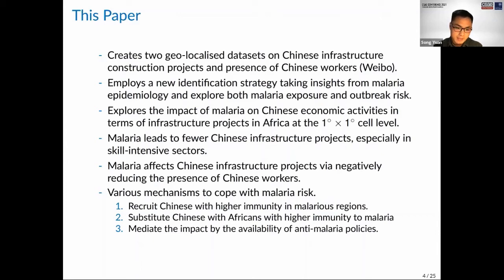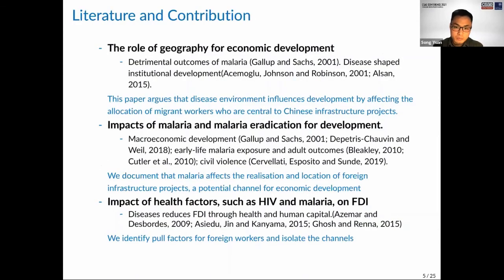Why did this happen? This impact took place through the channel that malaria reduces the presence of Chinese workers, because the realization of Chinese projects heavily depends on the presence of Chinese workers. We also explored various mechanisms to cope with malaria risks, which we are going to tell in more detail later. So I'm going to skip the literature and contribution. Basically, this project is mostly related to the role of geography for economic development, the impact of malaria and malaria eradication for development, as well as the impact of health factors on FDI.